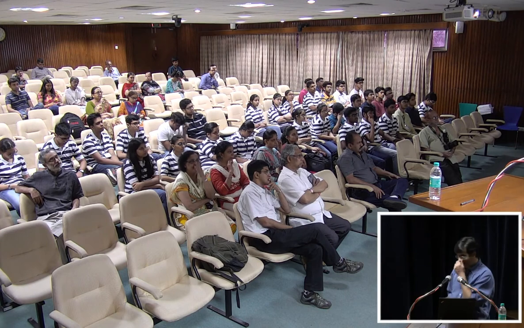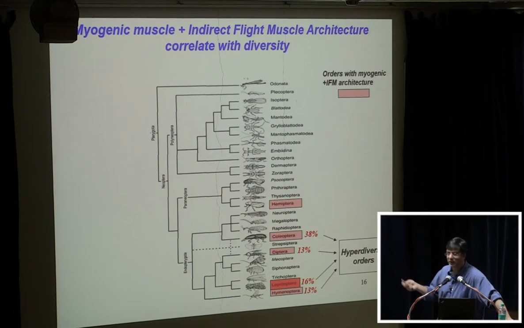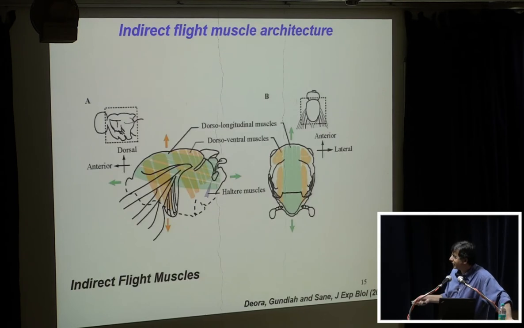And you see this has happened. So this is the phylogeny of insects, so sort of like a family tree of insects. So you see all the insects here, these are dragonflies up there, locusts are right there. But if you look down here, in sort of the more recent taxa, I should hesitate to call these more recent, but you know, they have sort of specialized. And that's where you see two things. One is a lot of miniaturization. And two is the presence of this myogenic muscle and this indirect flight muscle architecture.